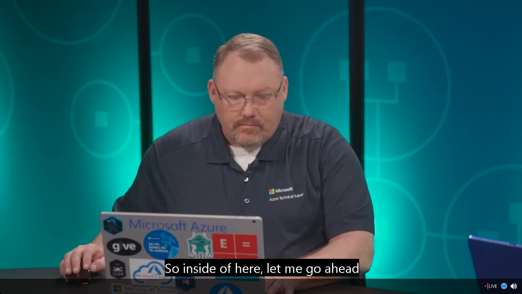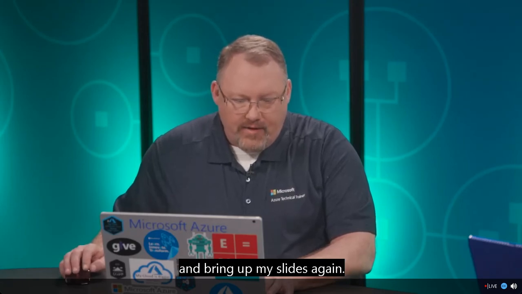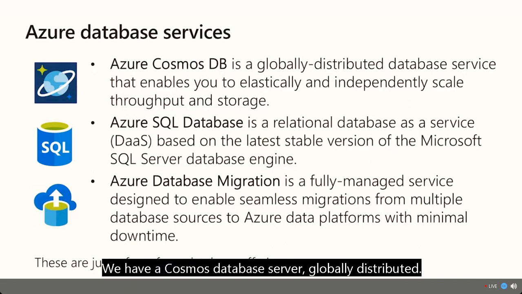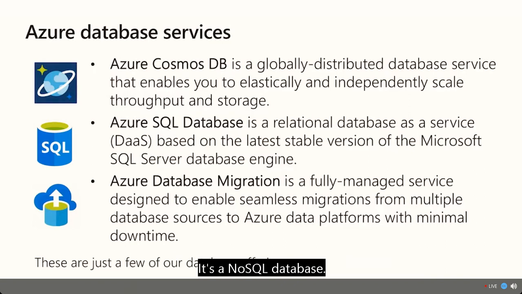So inside of here, let me go ahead and bring up my slides again, and let's talk about some of the other things that we can store inside of Azure. Specifically, we have Azure Database Services. We have the ability inside of Azure to store lots of databases. We have a Cosmos database server, a globally distributed NoSQL database. It's table type storage.